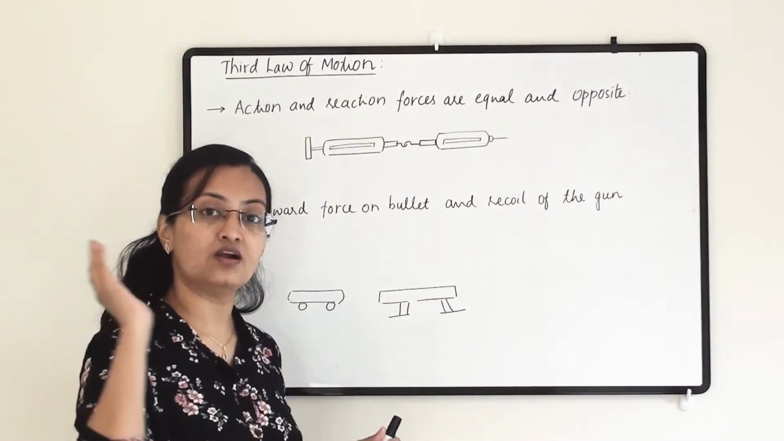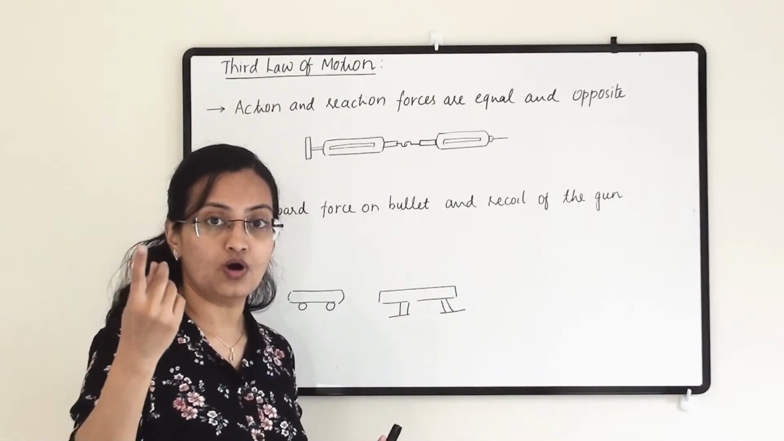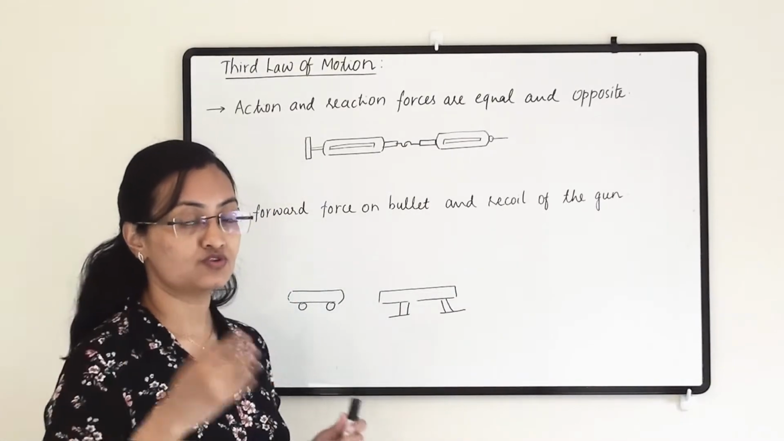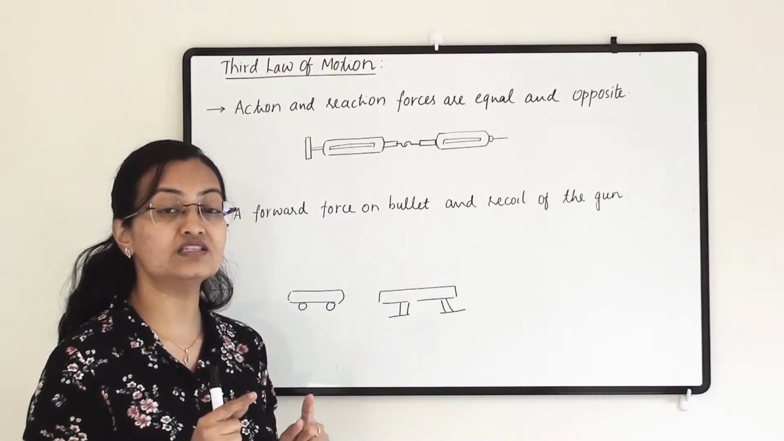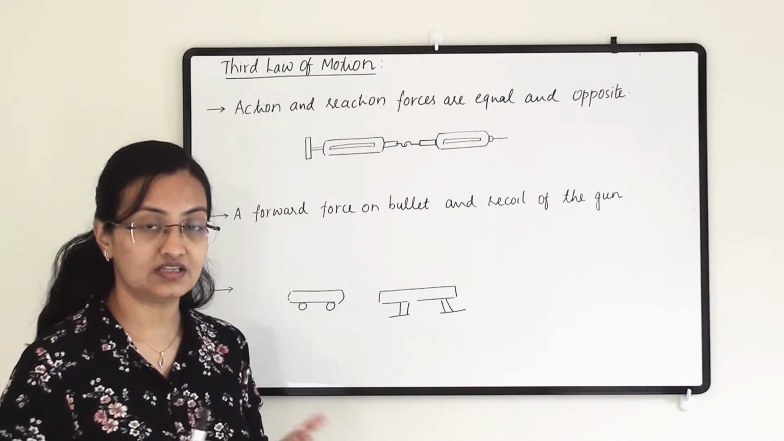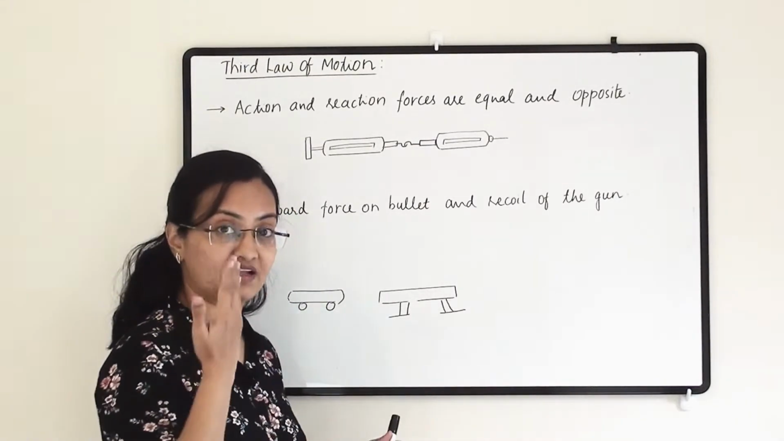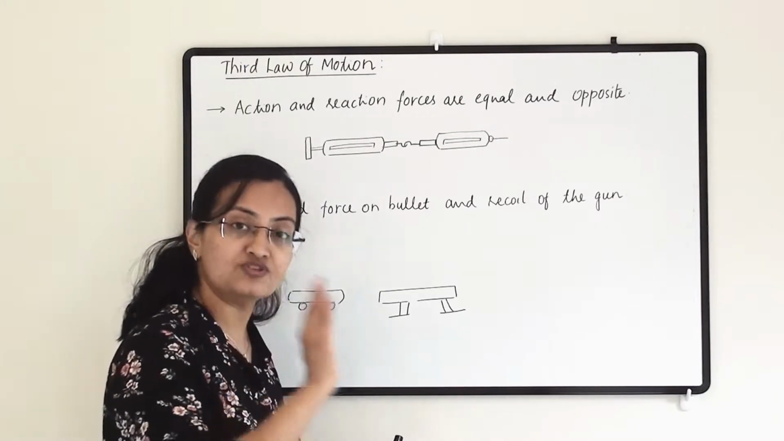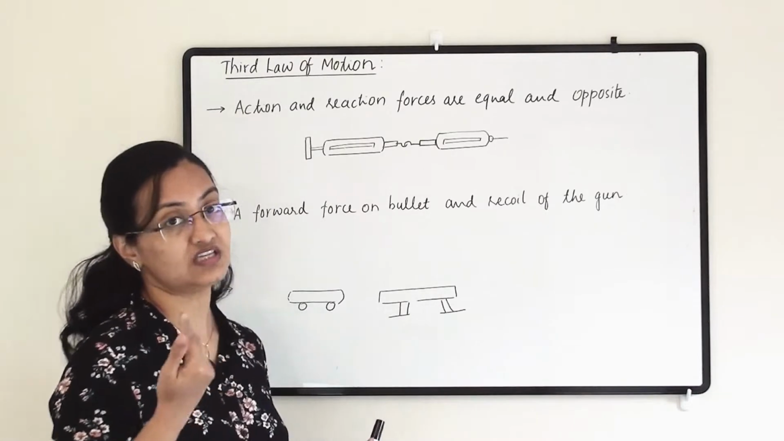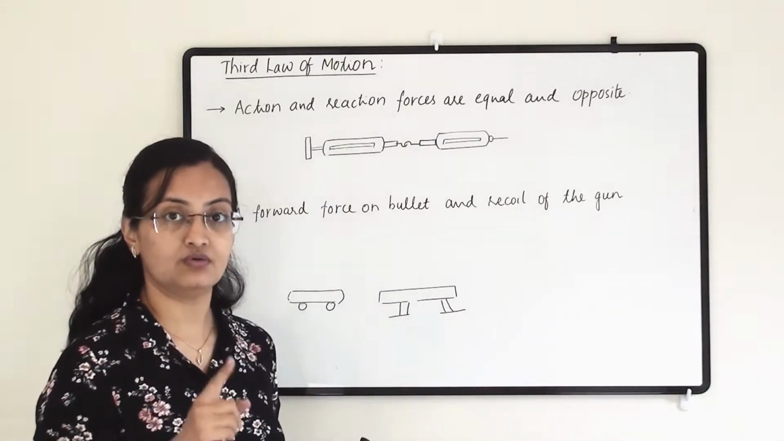So action and reaction forces are equal and opposite. That means how hard we hit a ball, that much it will go up. How much force we exert, that much it will give back. So action and reaction are always equal and opposite in direction. Once you hit the ball to the ground, it comes back. That means it is opposite, and how fast you hit it, that fast it will come back. So it is equal in force and opposite in direction.